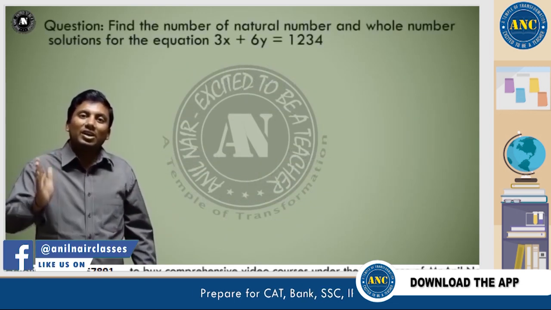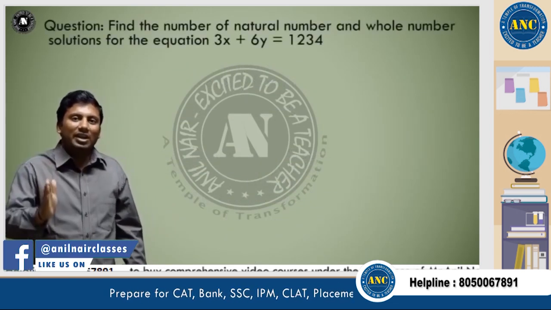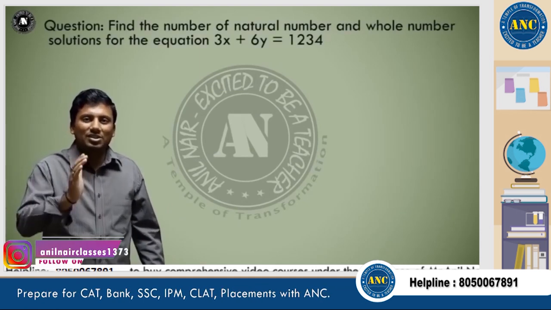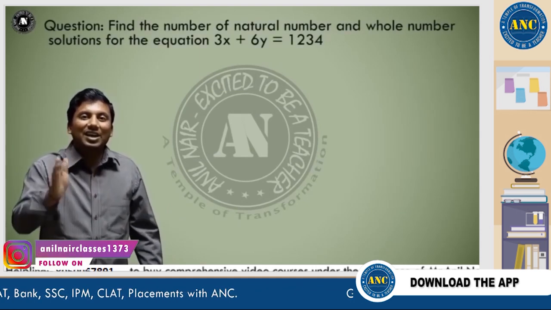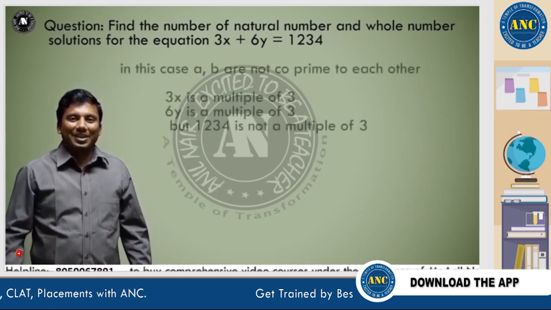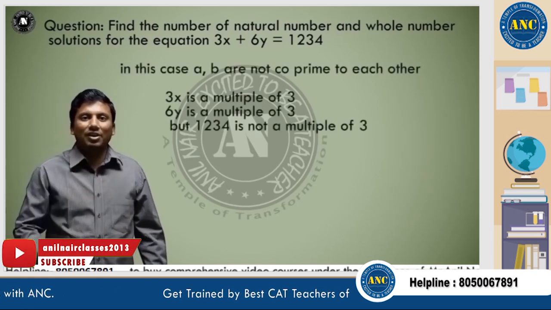3x plus 6y equals 1, 2, 3, 4. Why did I choose this question? This is the question where 3 and 6 are not co-prime to each other. In that case, observe carefully.